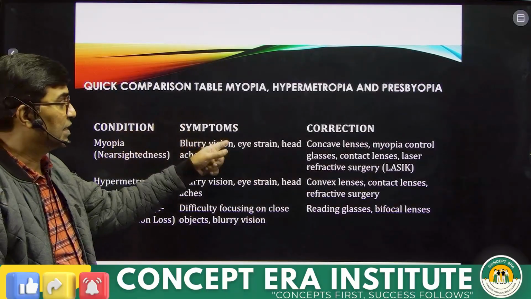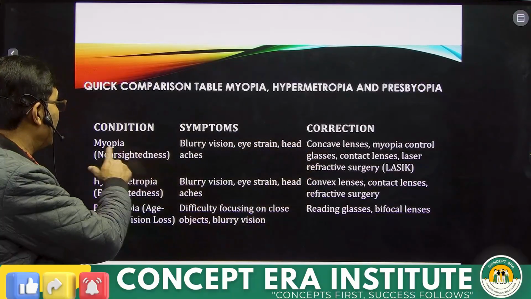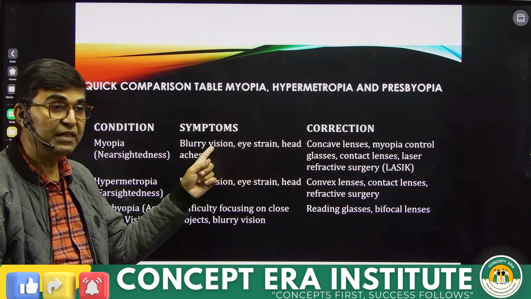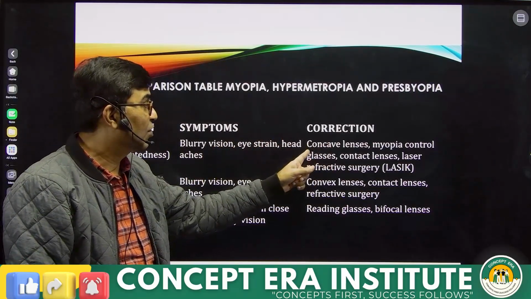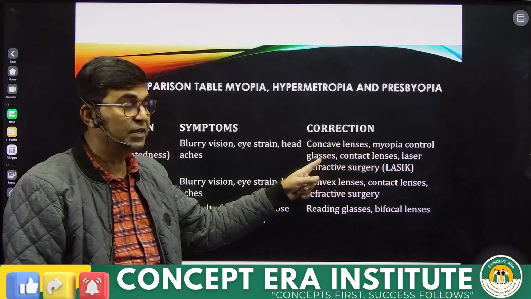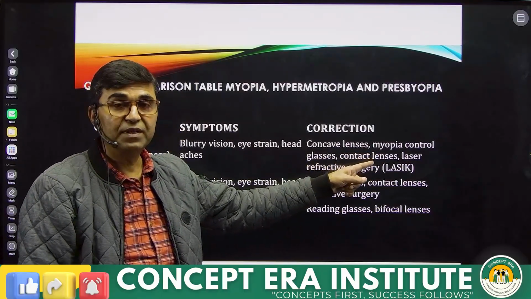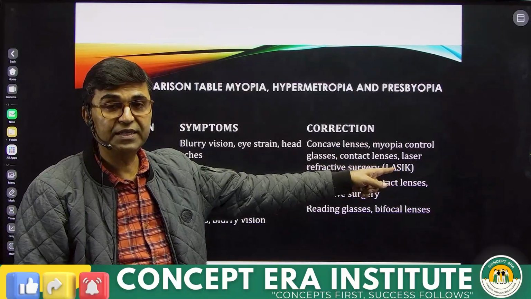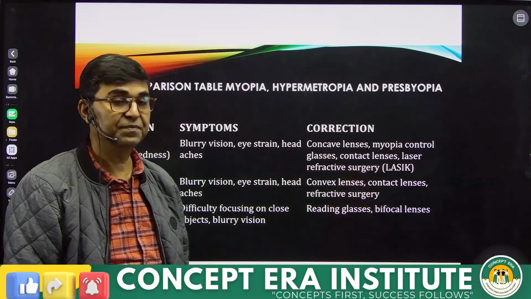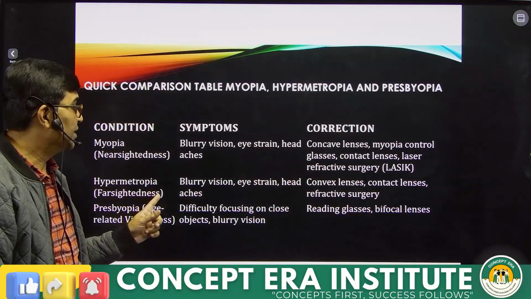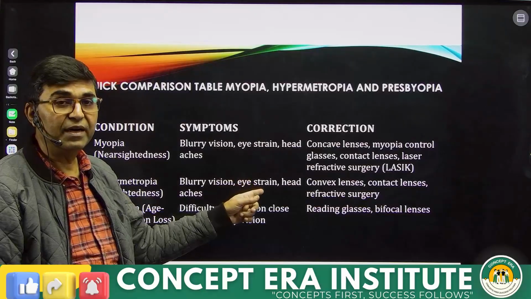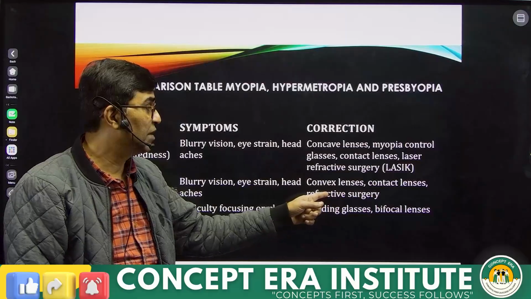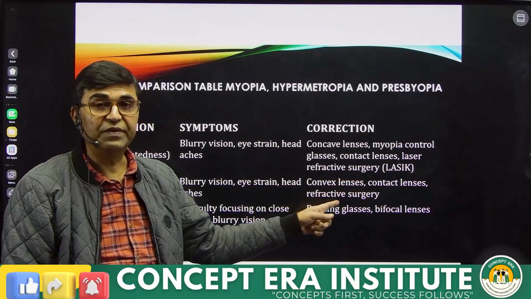Condition, symptom, correction. For myopia or nearsightedness, symptoms are blurry vision, eye strain, even headaches. Correction: concave lens, myopia control glasses, contact lenses, and even laser refractive surgery, which is known as LASIK laser surgery. Hypermetropia: again blurry vision, eye strain and headache. In that case, a convex lens of suitable power, contact lens or refractive surgery.